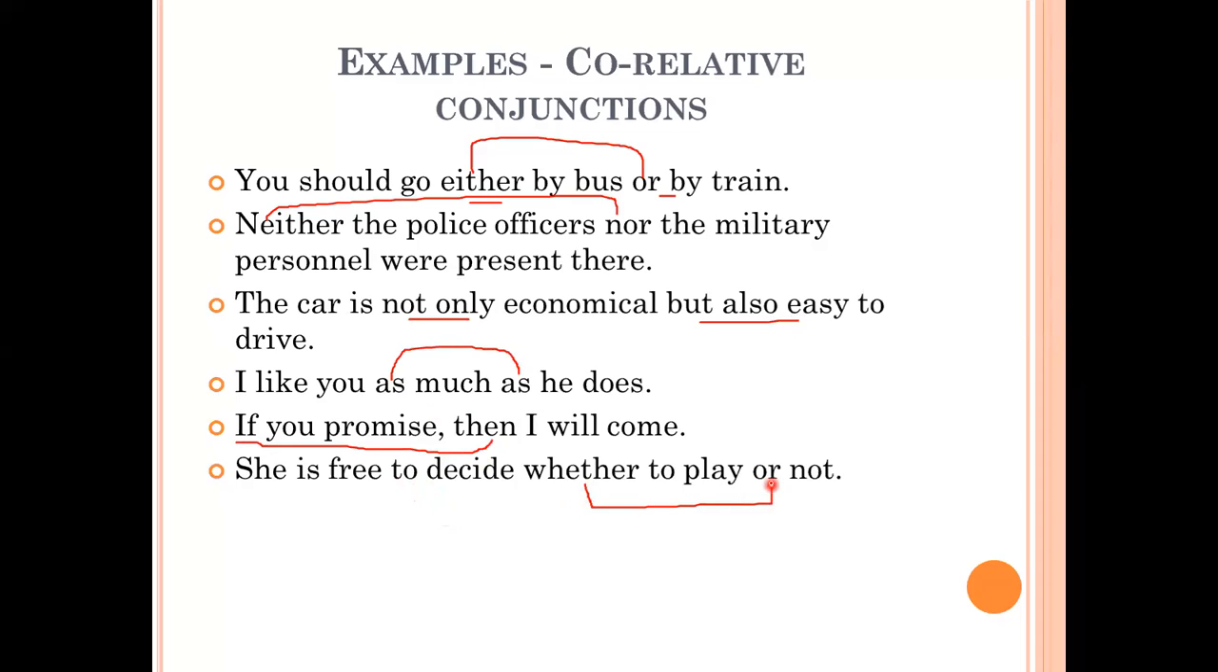Okay, we are looking for correlative conjunctions and they are in pairs. So there are two words: whether or, if then, as, not only but also, neither nor, either or, like this. Okay. So these were some of the examples.